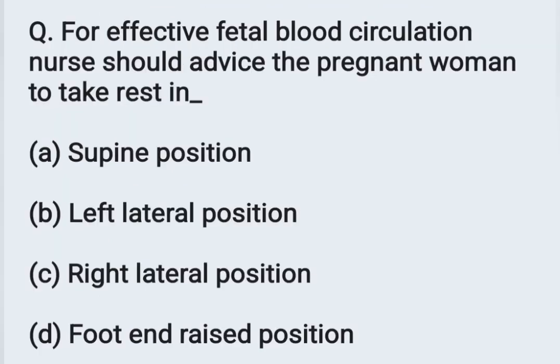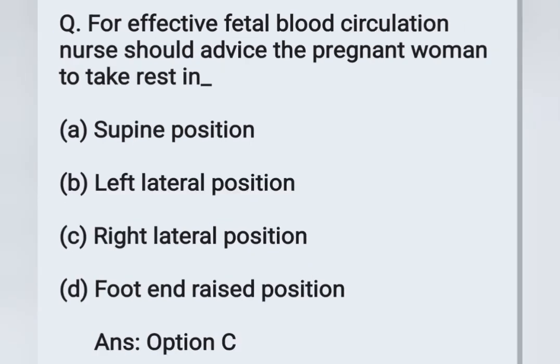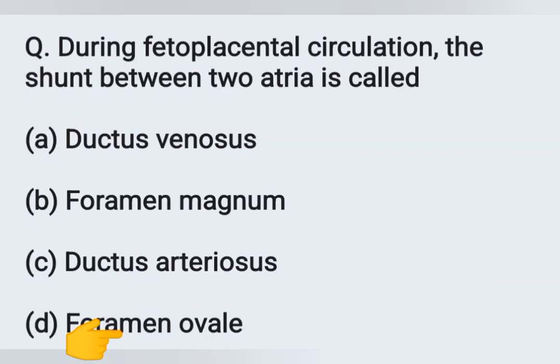For effective fetal blood circulation, the nurse should advise the pregnant woman to take rest in. Options: Option A, supine position. Option B, left lateral position. Option C, right lateral position. Option D, foot end raised position. For effective fetal blood circulation, the nurse advises the pregnant woman to take rest in left lateral position. Option B is the correct answer. Move on to the next question.